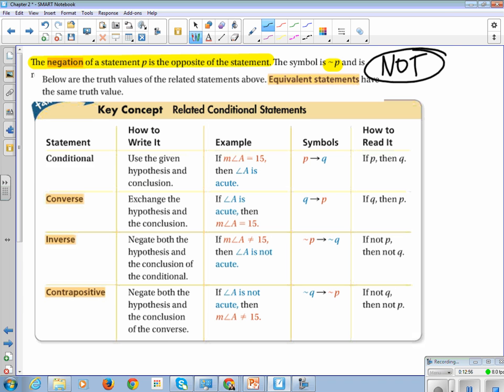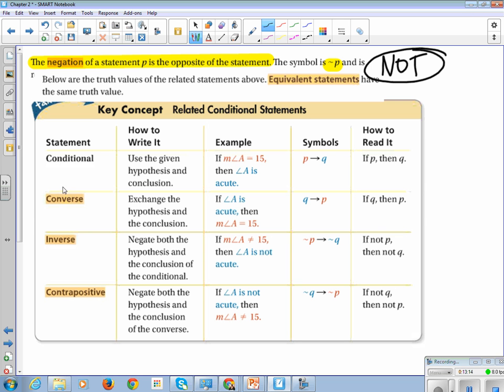All right, so the conditional statement uses the given, hypothesis, and conclusion. For example, if the measure of angle A is 15, then angle A is acute. So that is P implies Q, if P then Q.